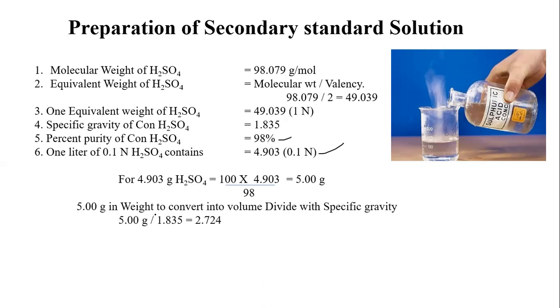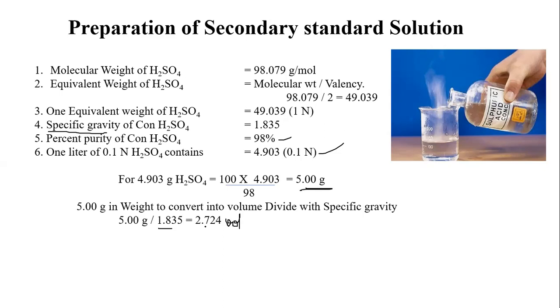Let us see, 5 grams divided by 1.835 is equal to 2.724. So if we divide our 5 grams, the so-called 5 grams in percent purity, by 1.8, this is the specific gravity. This value of specific gravity is equal to 2.725. Now here we get a volume. So this much, 2.724 ml volume of acid, should be added in 1 liter.